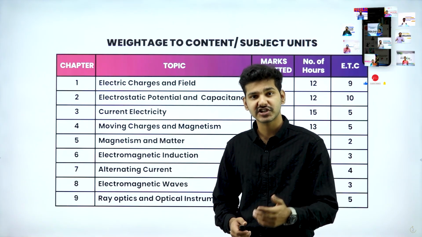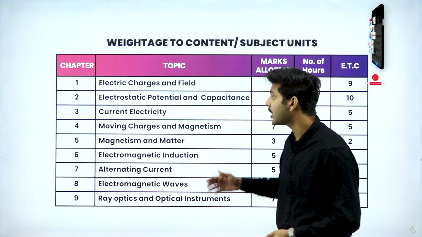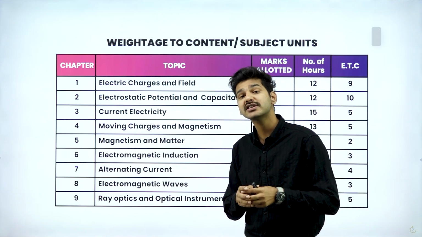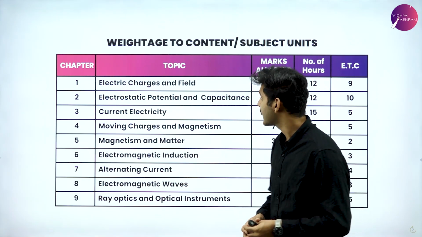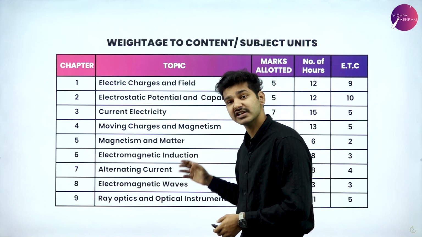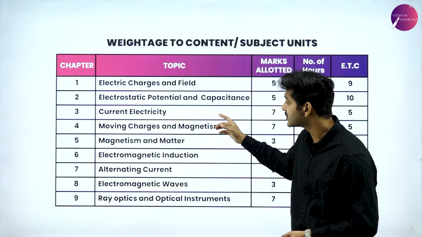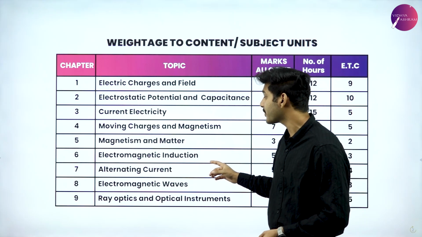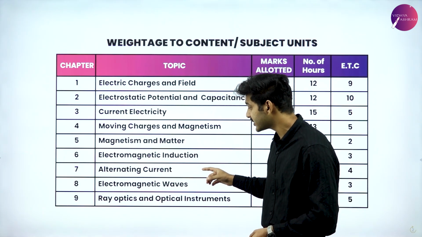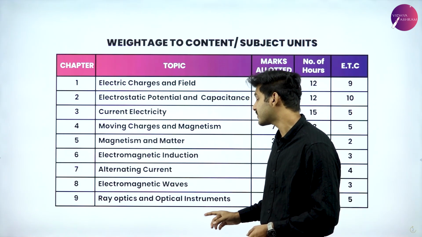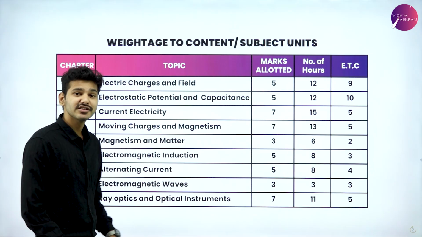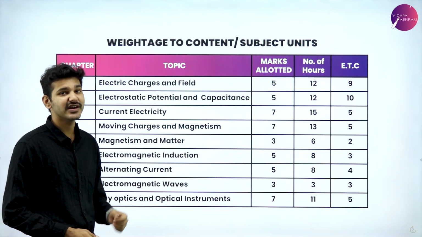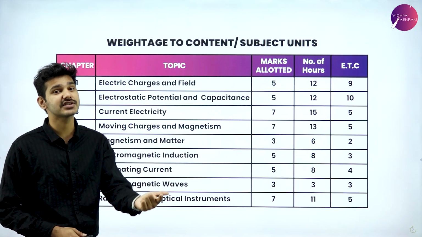Unlike the PU first year chapters, this year we are going to learn about what is electric charge and what is its specialities, how does it resonate a field around it, and the electrostatic potential, capacitance, current, electricity, moving charges and magnetism, magnetism and matter, electromagnetic induction, alternating current, electromagnetic waves, ray optics and optical instruments. The first chapter is electric charges and field. We'll be learning about charges when it is at rest and what happens when it starts to move.